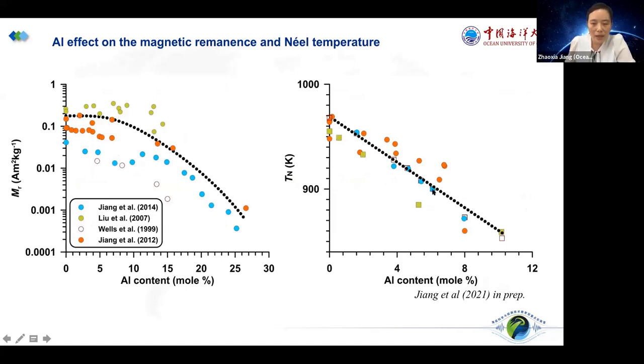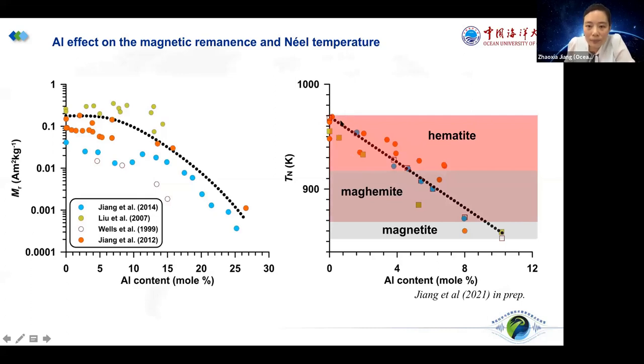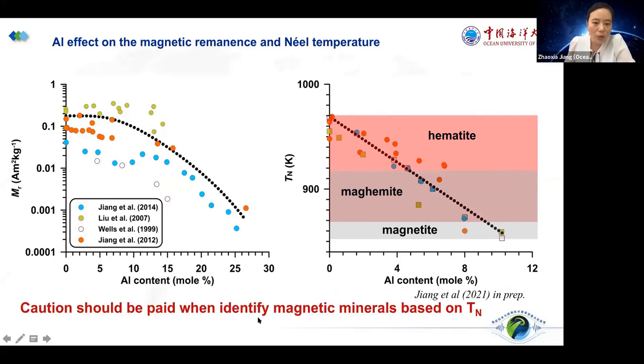And for the magnetic remanence, we can see that it decreases gradually with alumina content increase. And also the Néel temperature decreases gradually with alumina content. And we can see that if the alumina incorporates into the hematite structure, it will enlarge the temperature range of the Néel temperature. For pure hematite, maybe the Néel temperature is around this area, and for magnetite it's around this area. But for alumina hematite, we can see that it can span maybe around this range for these three magnetic minerals. So we think that maybe caution should be paid when identifying magnetic minerals based on Néel temperature or Curie temperature.